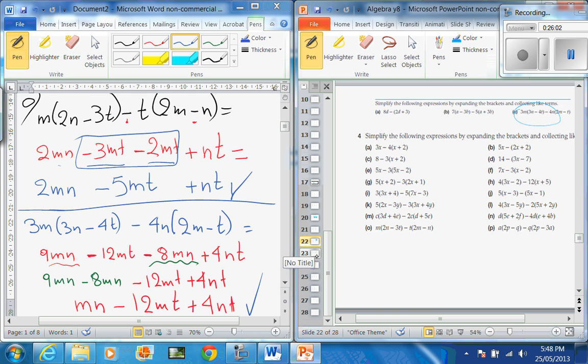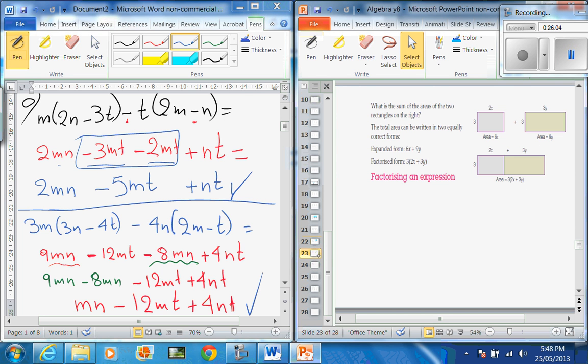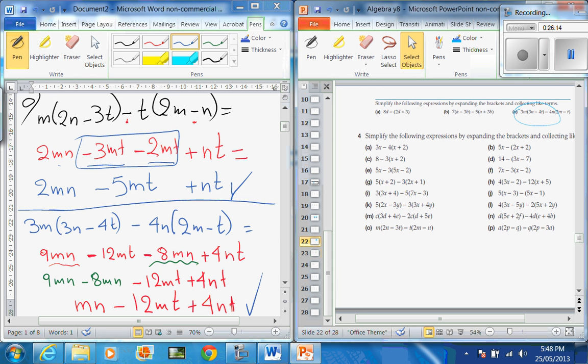Let's see if there is something harder here. I think this is not hard. We have to go according to this, and then we'll discuss later.